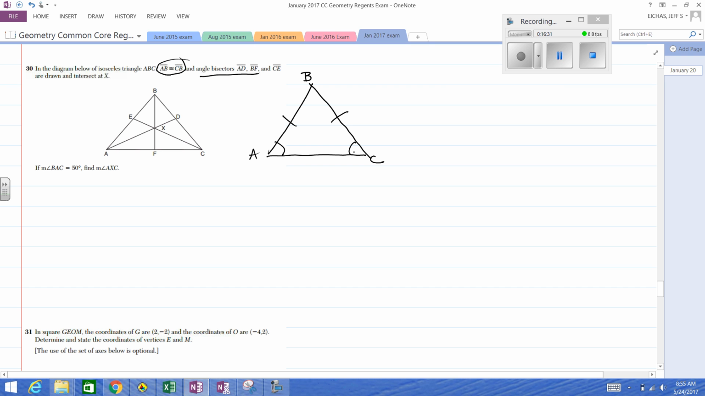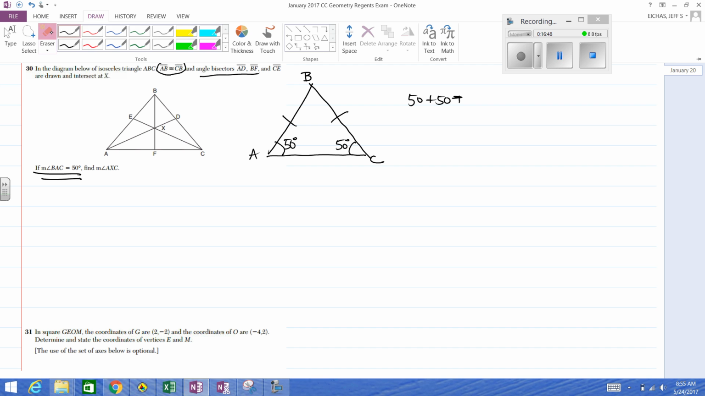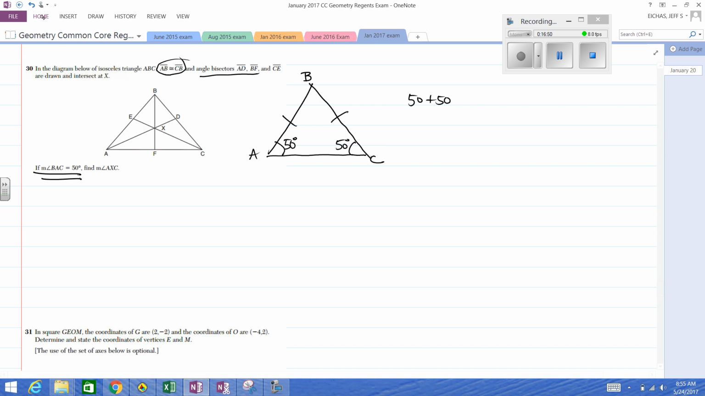Now, okay, here's the key right there. I missed that. If angle BAC is 50, okay, then that's 50. And, of course, that's 50 by base angles theorem. Whoops. So this is a part where we've got to make sure we show our work. Yeah, you can do 50 plus 50 in your head. You can do this in your head, but again, you should show how you're coming up with 80 degrees up here. If we even need that.